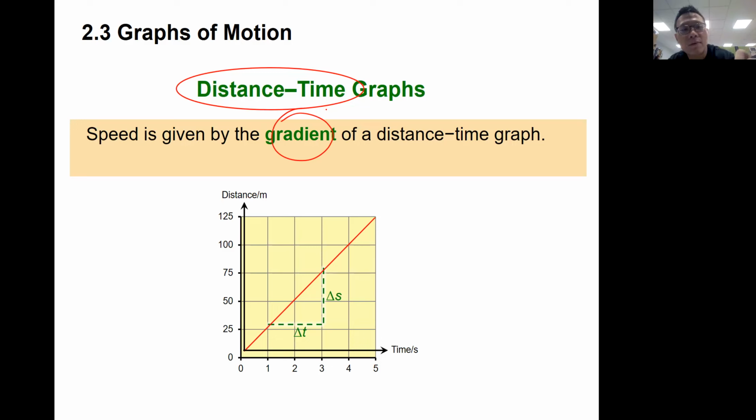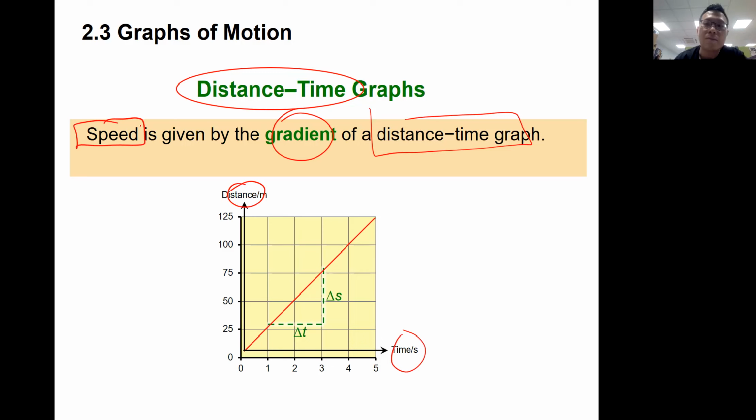For example, if I give you a distance time graph, the gradient of a distance time graph will give you speed. Which means if I need you to describe the gradient of a distance time graph, I expect you to tell me about the speed of the object. Not anything on the side. I will not accept you telling me, oh, this distance is increasing with every second, every minute. No. The information I need is speed.